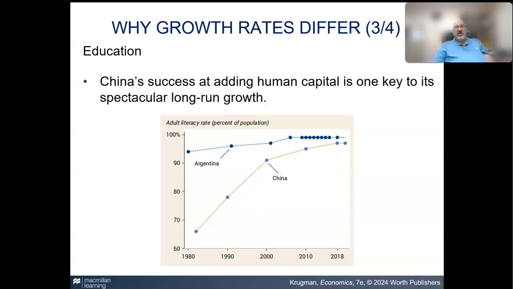Education. China's success at adding human capital is one key to its spectacular long run growth. They have a ton of students, and we used to take in a ton of Chinese students here in America and educate them, and we charged them a ton of money to do so. It was a big money maker for U.S. colleges and universities. We're not doing that as much anymore, so that's a lot of lost money for us.